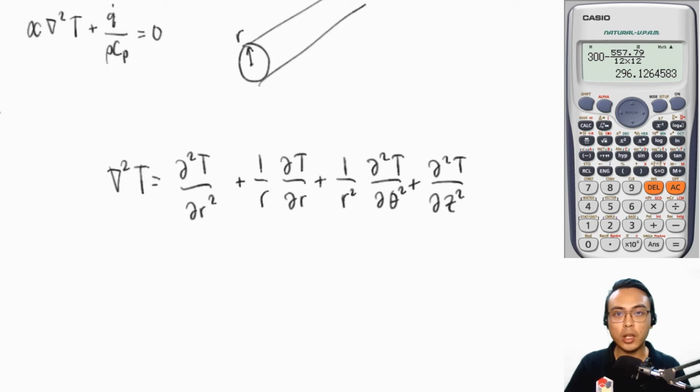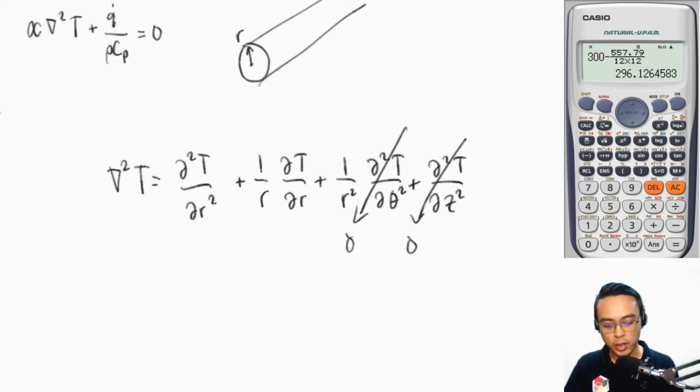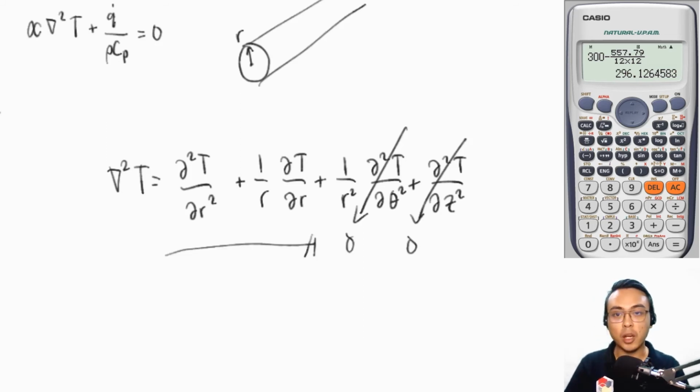If we are only considering the radial transfer of energy, then the Laplacian will be simplified by canceling the terms pertaining to the changes of temperature with respect to rotational position theta and axial position z. Both of these terms are 0. What we are left with is this term, the second derivative of temperature with respect to position r, plus 1 over r times the derivative of temperature with respect to r. We can then substitute this equation into our general energy equation, and then we can go from there to derive the temperature profile of the system.